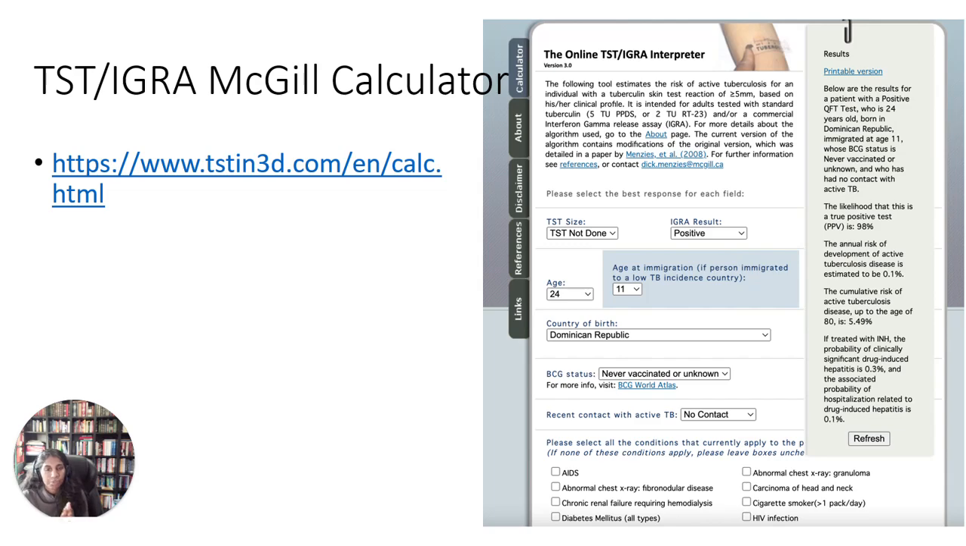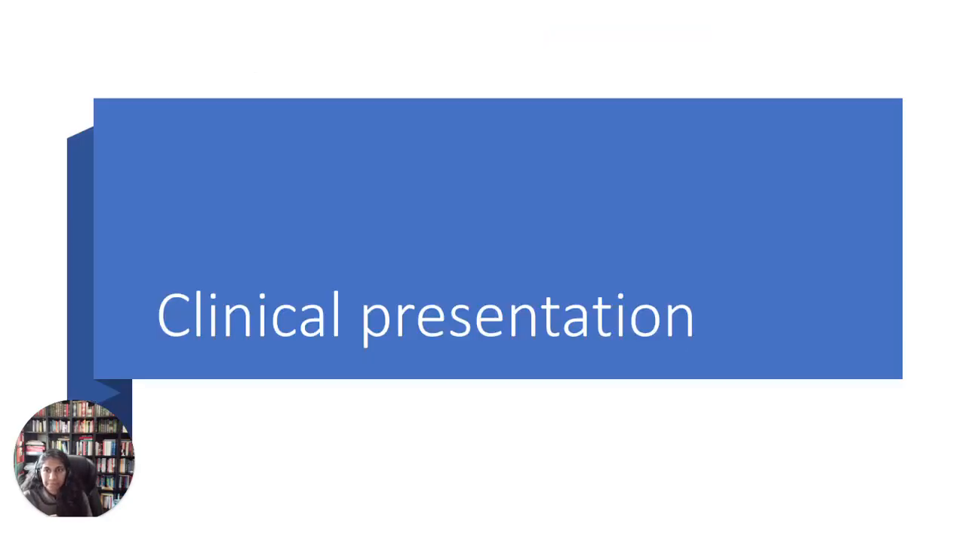which basically you can input in details of your patient, and it will give you information about the likelihood that this is a true positive test, annual risk of development of active TB disease, cumulative risk of active TB disease, and if they're treated with INH, the probability that they could have hepatitis.